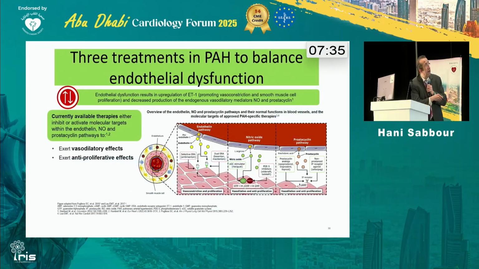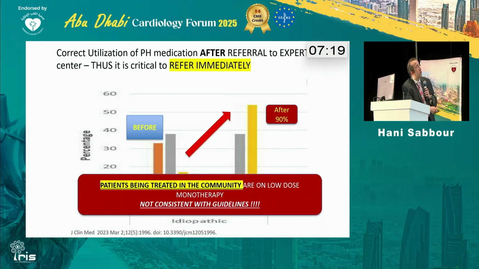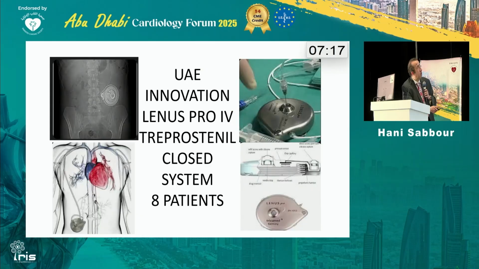These are the 3 pathways. You need to block all of them. This is like in heart failure. Would you treat a patient without an ACE inhibitor? Would you just give them a diuretic and a beta blocker? It doesn't work. You have to do this to reduce mortality. So as I mentioned, before treatment, monotherapy was the norm. After the center, 90% was the norm, and we need to consistently work on the guidelines.